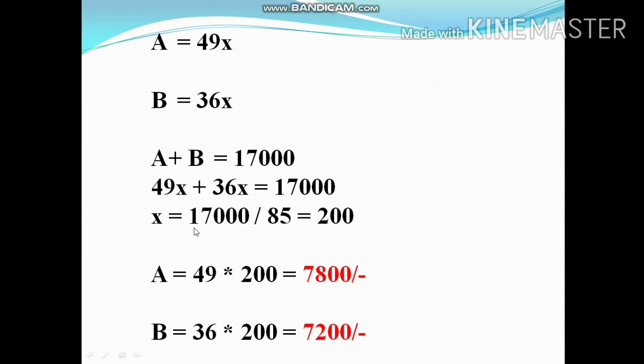x is equal to 17,000 by 85, that equals 200. So the principal of A is equal to 49x, that equals 49 into 200, that becomes 9,800 rupees. Then the principal of B is equal to 36x, 36 into 200, that is equal to 7,200 rupees.